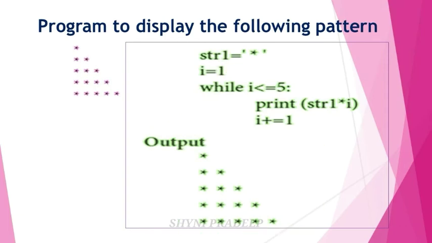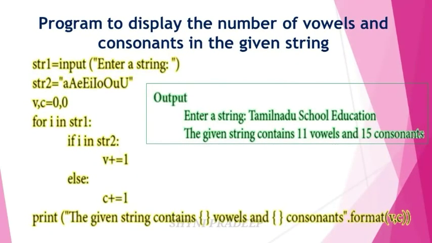Next, let us see another program to display the number of vowels and consonants in the given string. So here you have to print how many vowels and consonants are available in the given string. You have to print that. So you have to enter a string in the string 1 variable, and in the string 2 variable one string is given. That is all the vowels are given here with lowercase and uppercase letters: A, E, I, O, U. Here we are entering the string Tamil Nadu School Education.